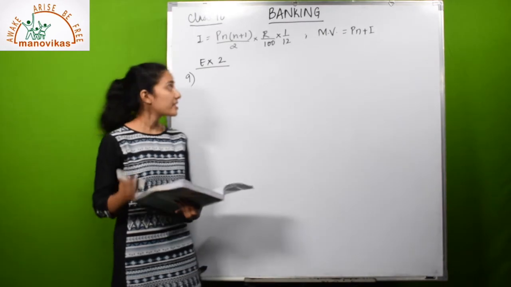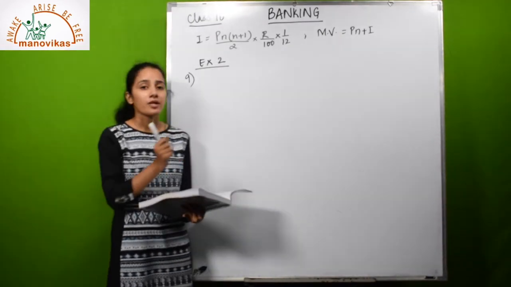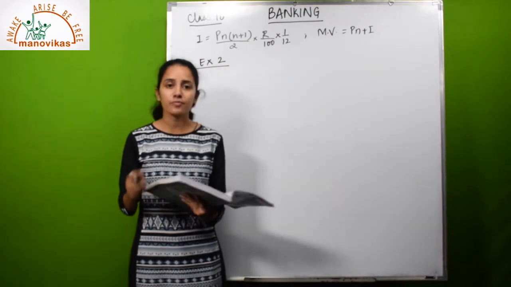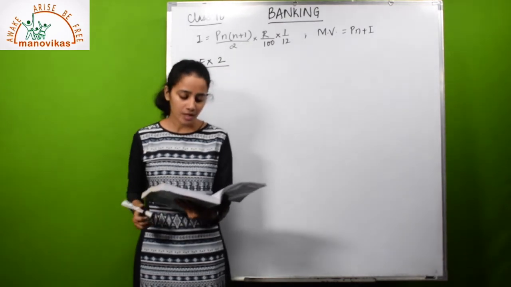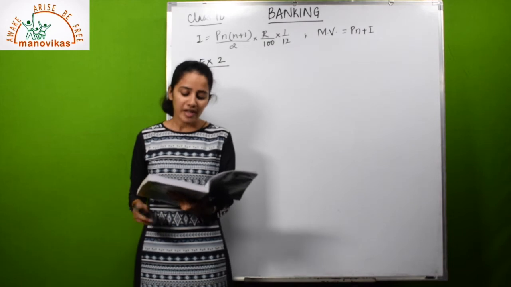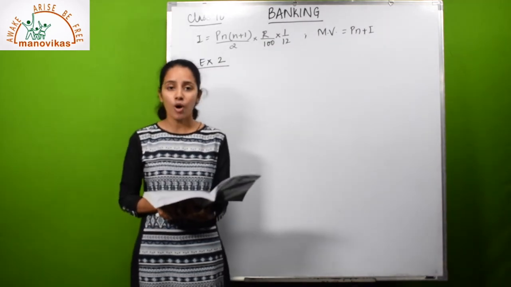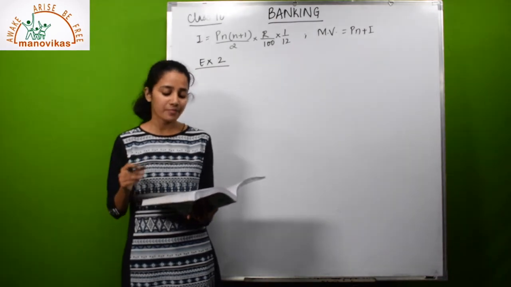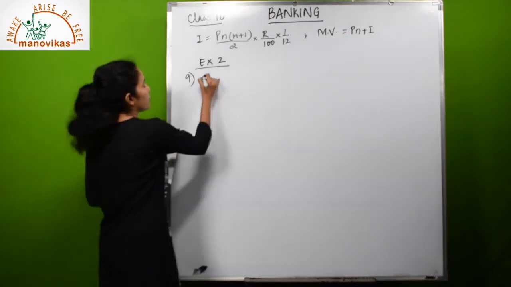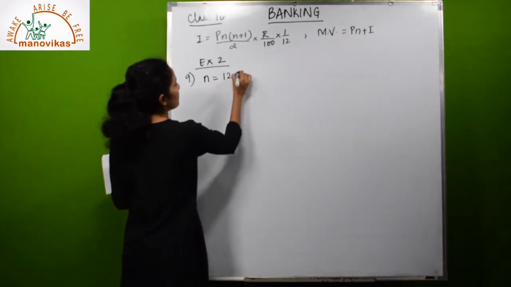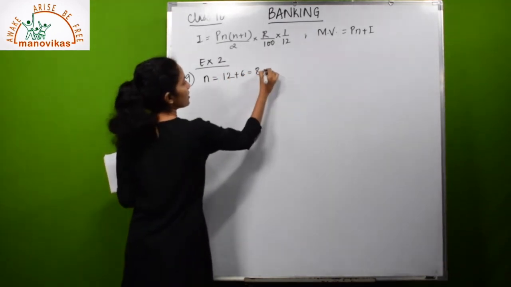The next problem that is considered is problem number 9. Please read it from your textbook and see what is given. You can pause the video for a while here. So you are given that Tanvi has a recurring deposit account in a finance company for 1.5 years at 9% per annum. So the number of months for 1.5 years will be 12 plus 6, which is equal to 18 months.